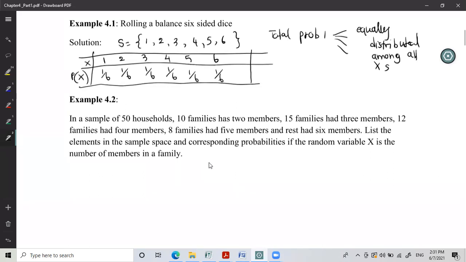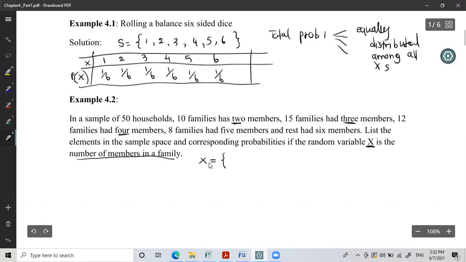So what is your element X? The random variable X is the number of members in a family. Okay, so the first thing, identify what are the possible values of X, or actually your sample space. Okay, what are the possible values of X? So let's go over the context again. What is your X? Number of members in a family. So it says 10 families had 2 members. Okay, so X can be 2. 15 had 3 members, so X can be 3.